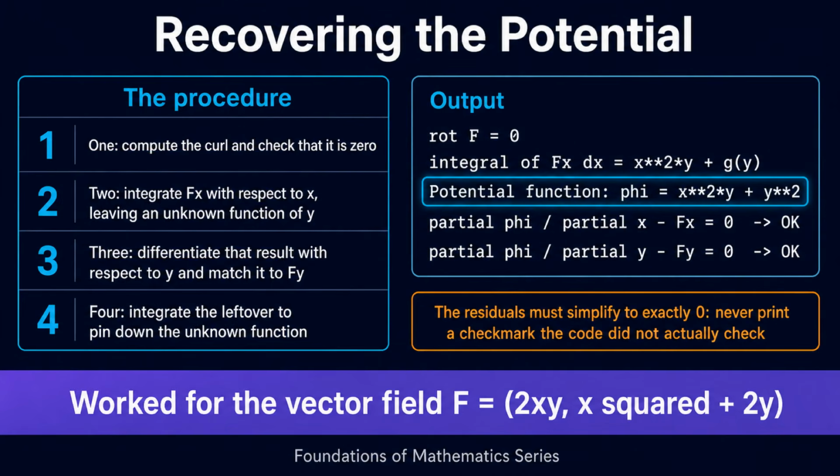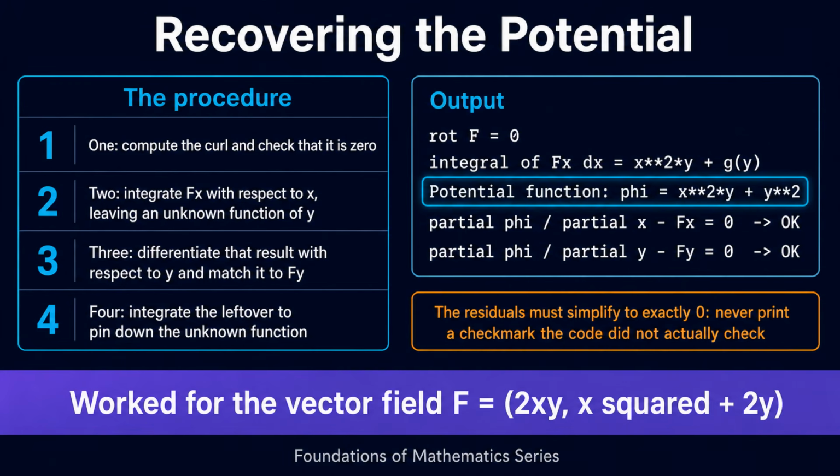When the conditions do hold, finding the potential is a mechanical procedure. Take the field F equal to (2xy, x squared plus 2y). First, compute the curl. The partial of the second component with respect to x is 2x, the partial of the first with respect to y is also 2x, and the difference is 0, so the field is conservative.